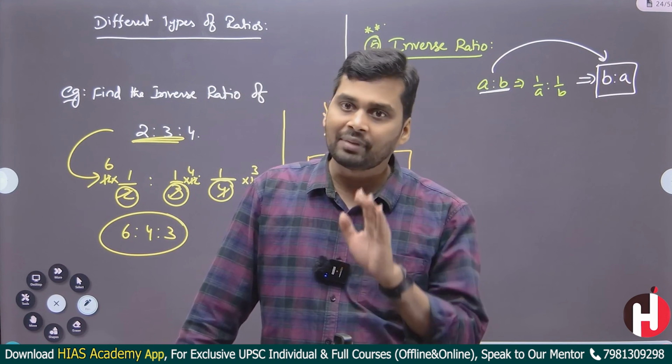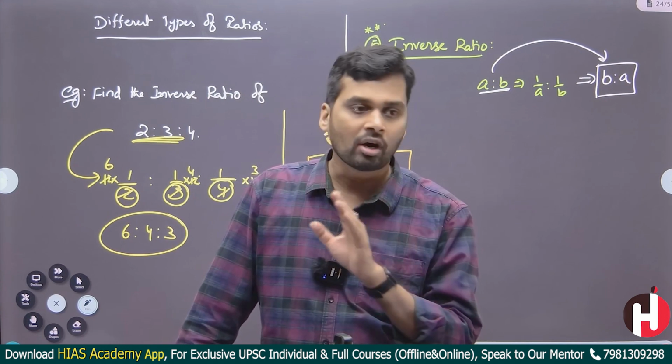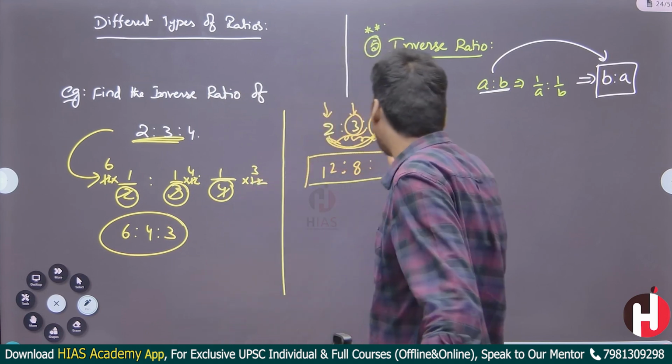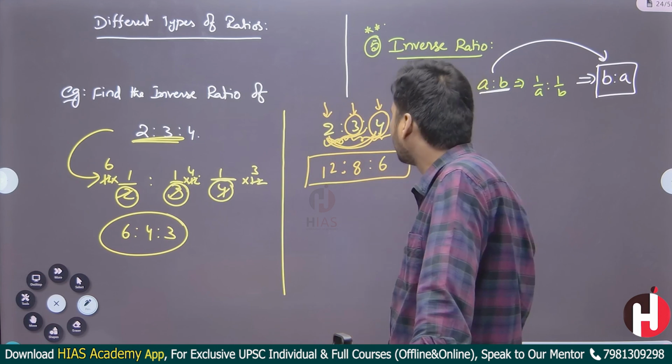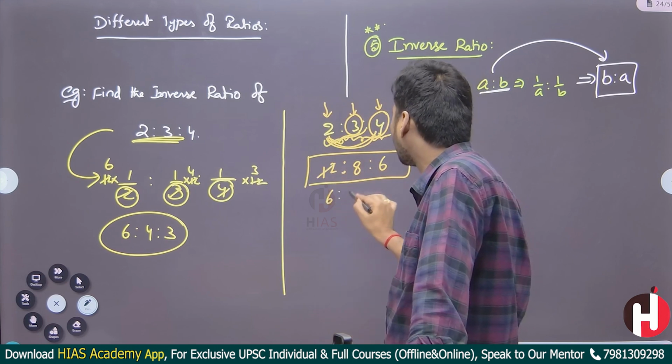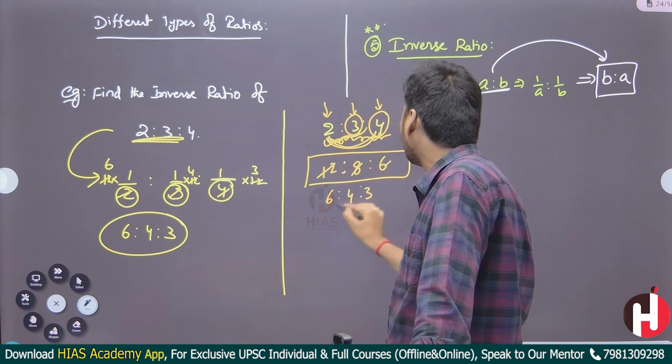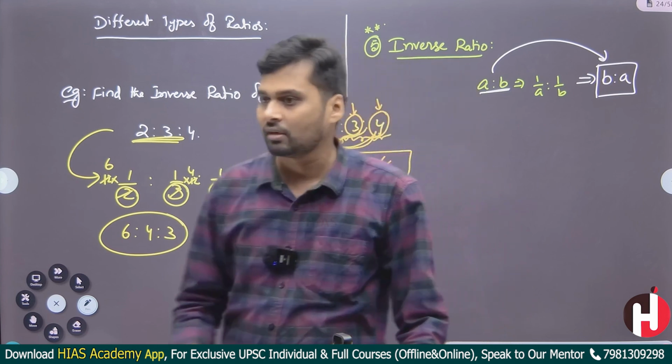We take the product of the remaining 2 terms, other than the term we are writing. For the third term, if you are taking that, the remaining 2 terms are what? 2 into 3. So 12 is to 6, 8 is to 6. So you can simplify it. 2 6s are 12, 2 4s are 8, 2 3s are 6. So 6 is to 4 is to 3 is the answer, right?